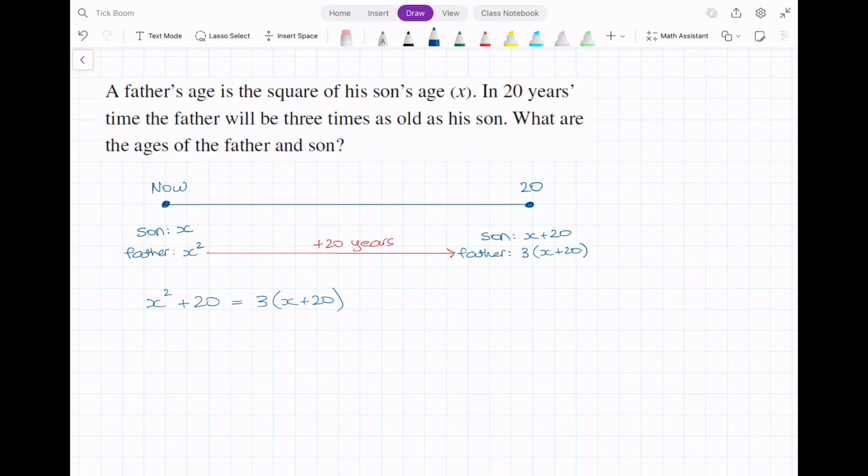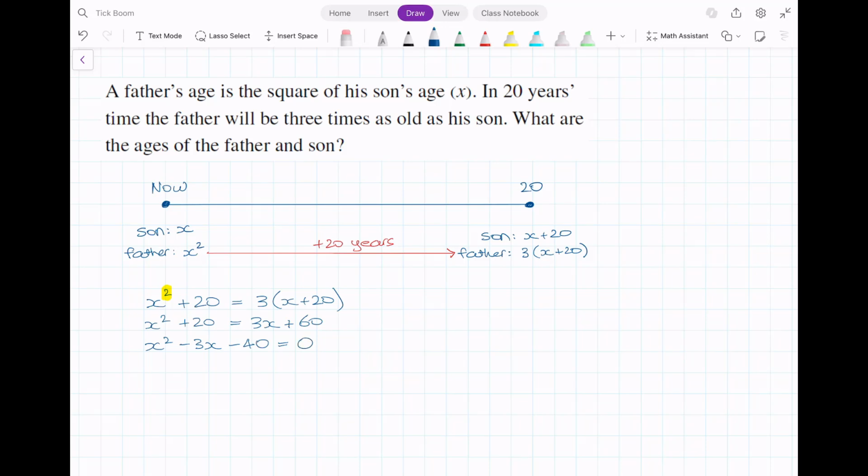And because I have a power of 2 here, I can expect that I may get 2 solutions, and I'll just have to decide, is there a way to pick one of those solutions over the other? So let's go through that process. So we'll have x squared plus 20 is equal to 3x plus 60. I'll bring everything to one side, so I'll subtract 3x from both sides, and I'll subtract 60 from both sides, so I'll have 20 minus 60 is minus 40, and that's all equal to 0.